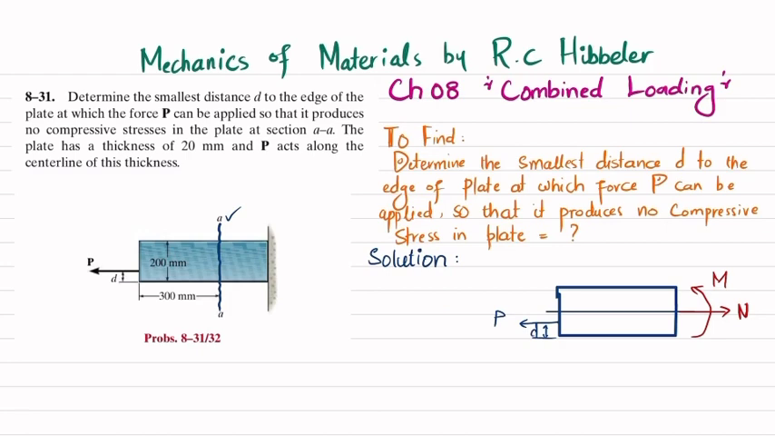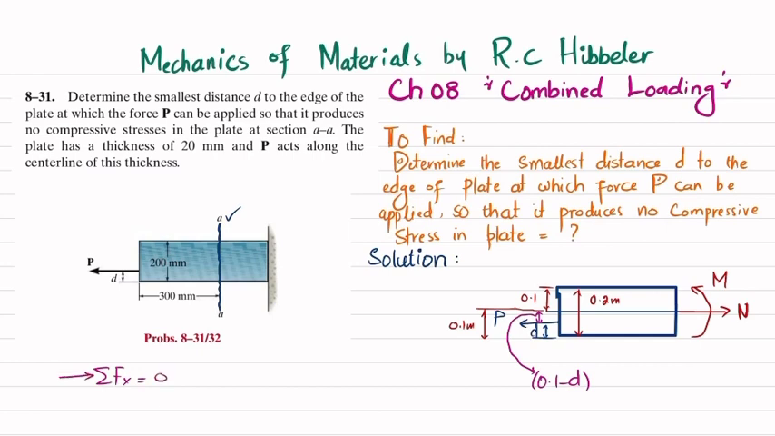You can see that this total height is 200 millimeter, which is equal to 0.2 meter. So half of this will be 0.1 meter. So this is 0.1, and this remaining part is also 0.1 meter. So this distance will be equal to this distance. This distance will be equal to 0.1 minus this D. Clear?